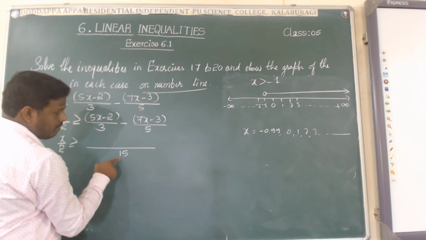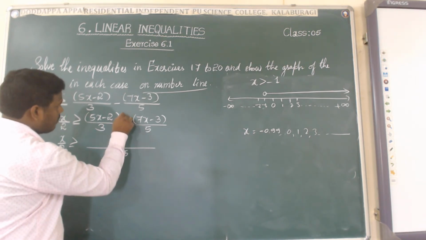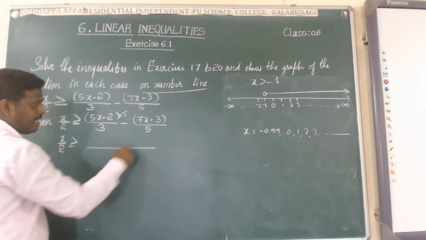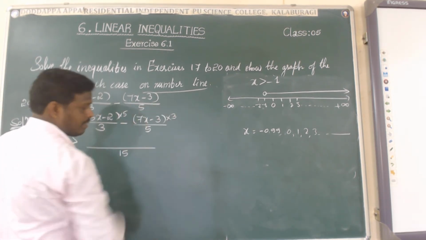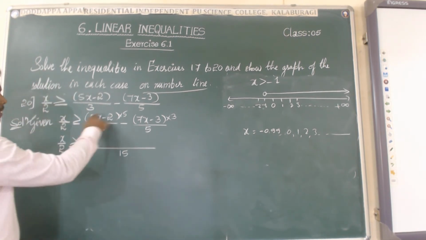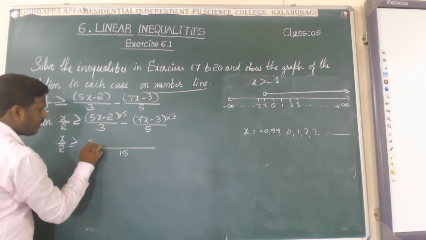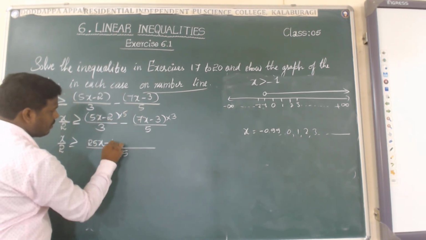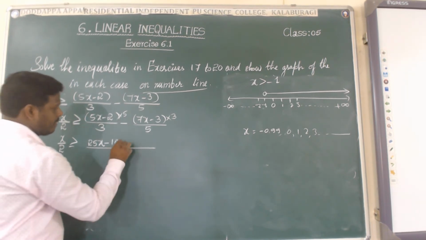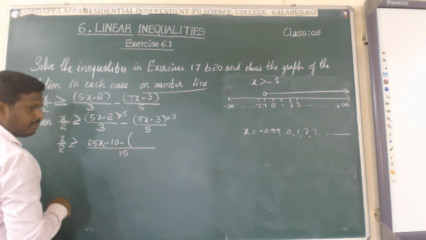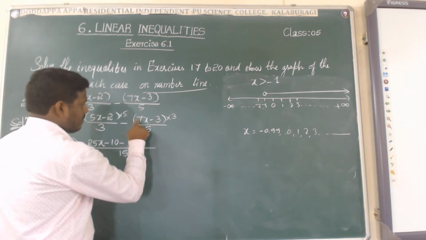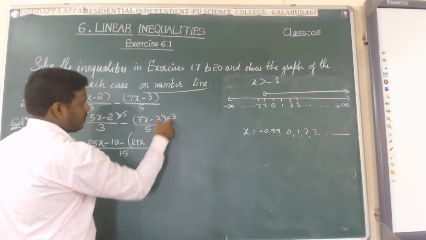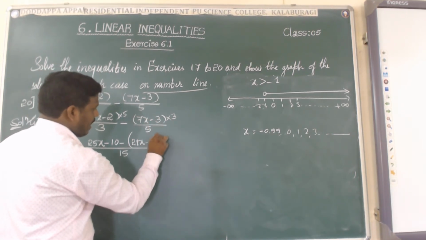Divide with 3 to this one. When we will be dividing by 5 here, we have to multiply it with 5. And in the 5 table, 5 3s are 15, so here we have to multiply it with 3. Multiply 5x into 5, 25x, minus into plus minus 2 into 5, 10. I will write this inside the bracket only. And plus into plus 7x into 3, 21x, minus into plus minus 3 3s are 9.